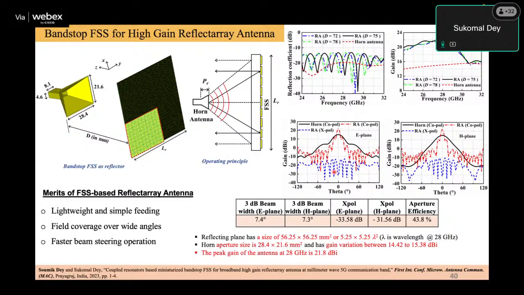See the horn case and the black one, and when you add the FSS, you can see this is the co-pole and this is the cross-pole. The cross-pole is very low, so the co to cross-pole ratio is very high, and see how the directivity has been improved. This is for the E plane. Similar responses have been observed in the H plane also. The beam is very sharp and no grating lobes are present up to 120 degrees.